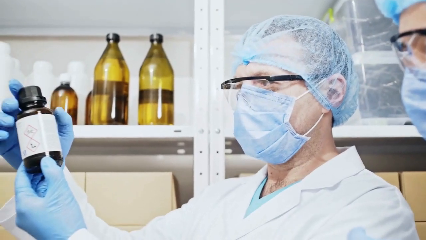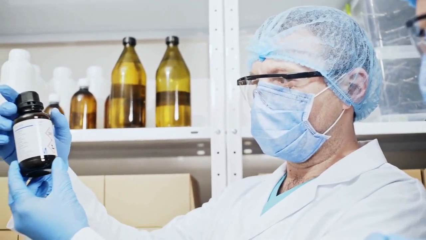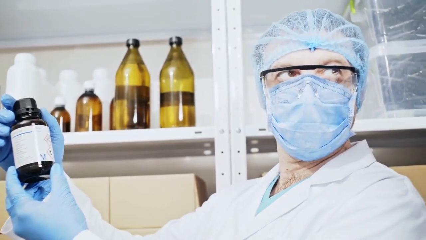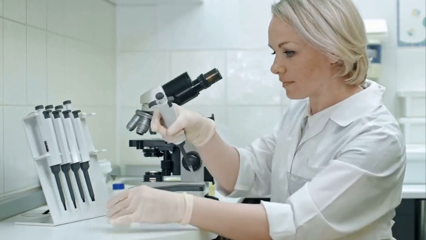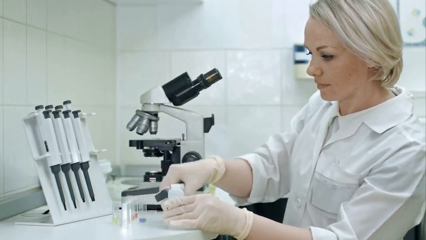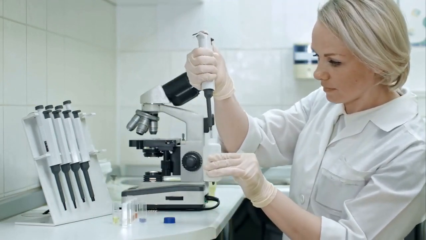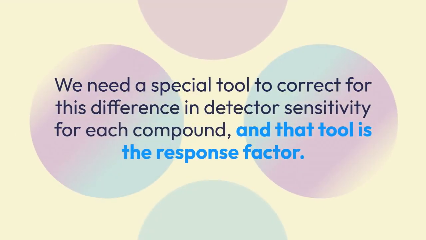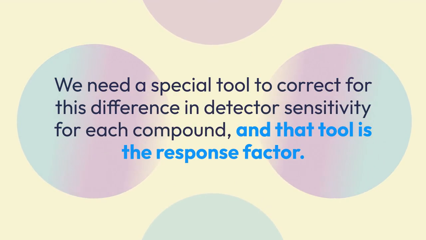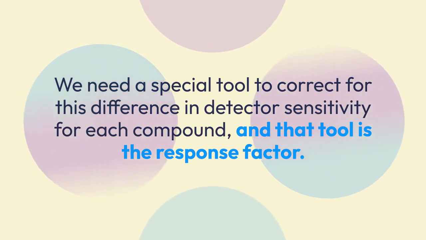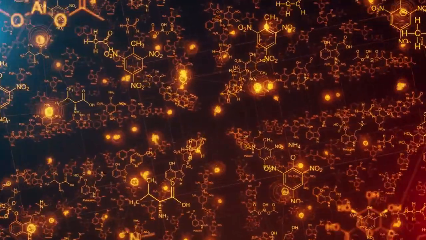This is because a compound's chemical structure, how it behaves in the detector, and its physical properties all influence the size of the signal it generates. This means we cannot just assume that a bigger peak automatically means there is more of that substance. We need a special tool to correct for this difference in detector sensitivity for each compound, and that tool is the response factor. So, what is it exactly?